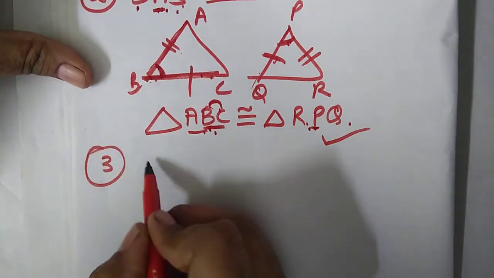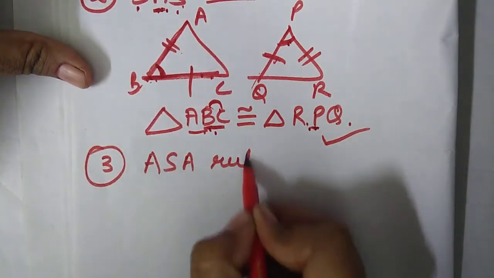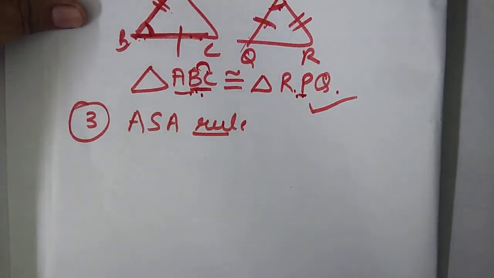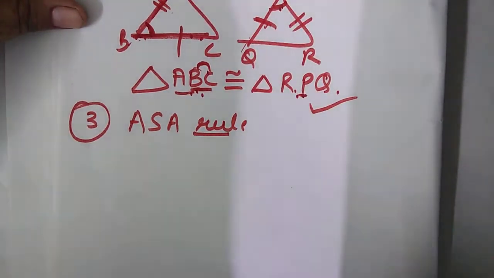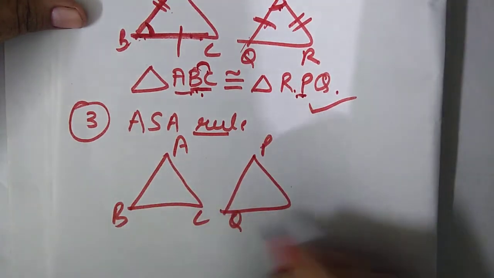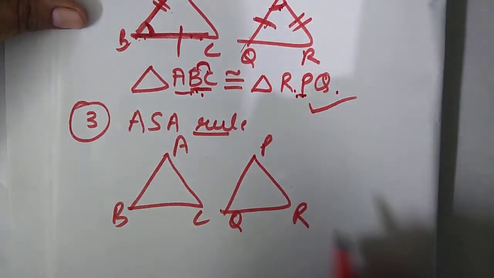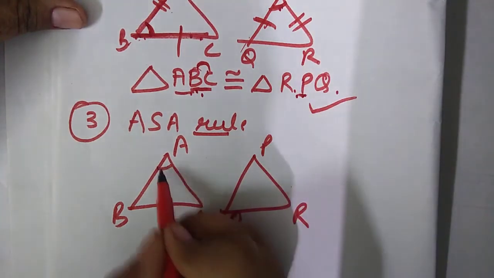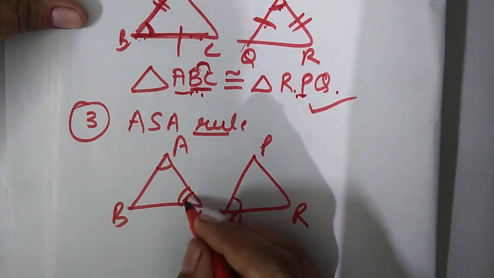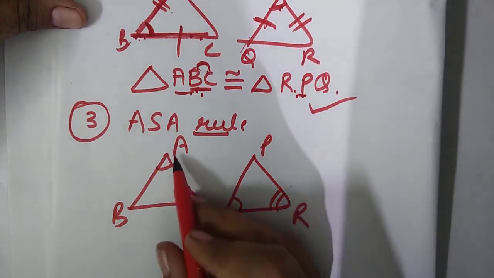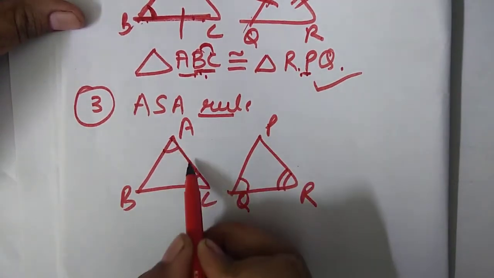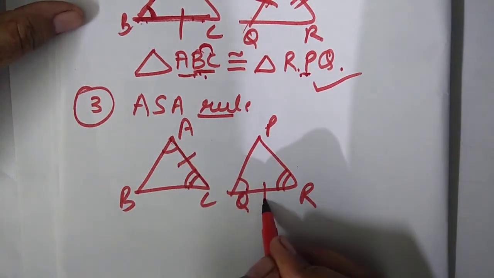The third one we have learned is the ASA rule. ASA congruence rule. Okay, in this rule, two triangles, let them be ABC and PQR, are congruent if two angles, let this angle be equal to this and this, having two marks. I have marked two arcs, so this is equal to this. Two angles and one included side. Here the included side is this, and let this side be equal to this.